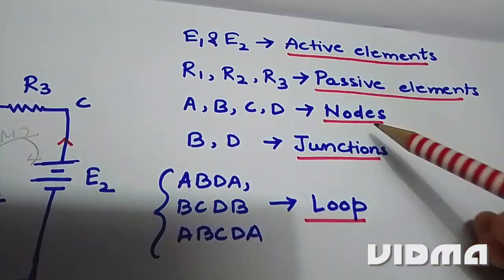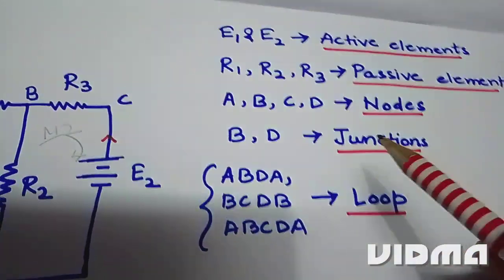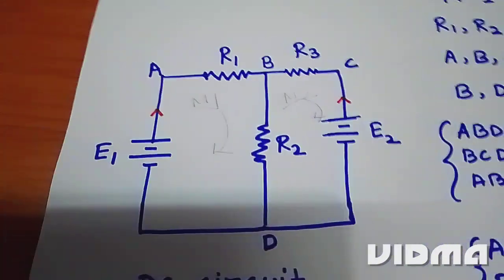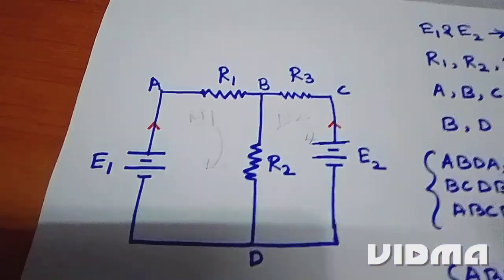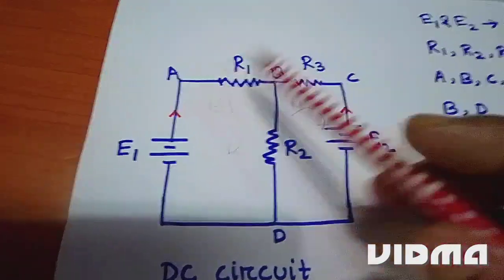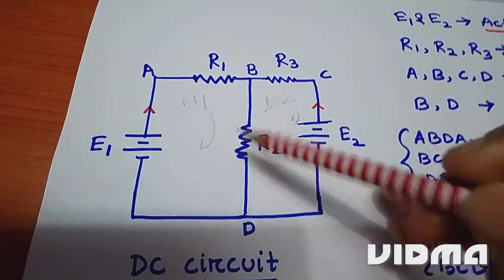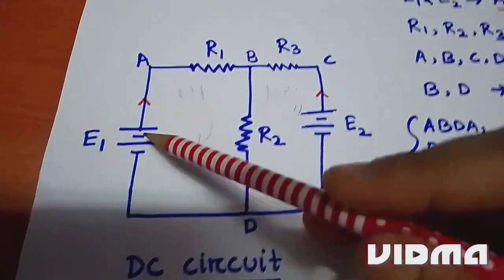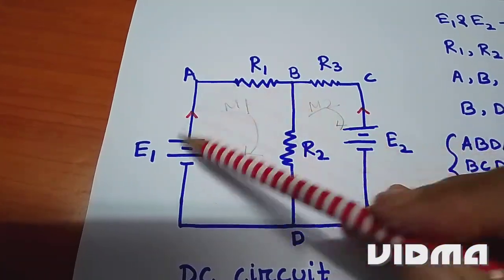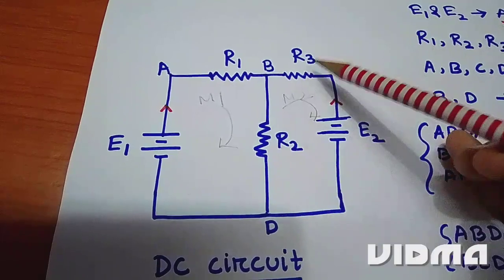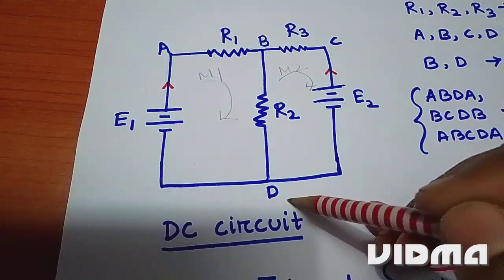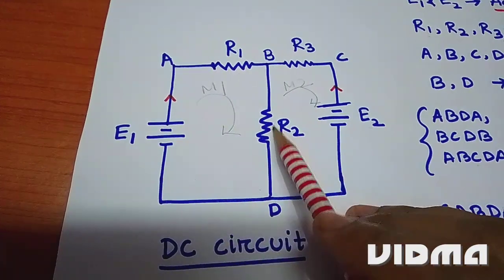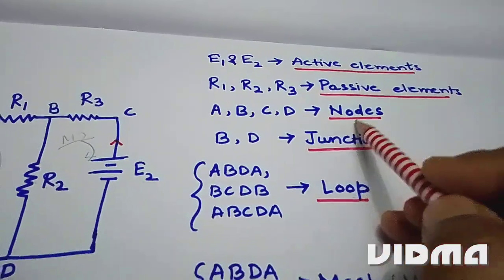Now we will look at nodes, junctions and loops. What is a node? A node of a network is an equipotential surface at which two or more circuit elements are joined. In this figure, A, B, C and D are nodes. At node A, the circuit elements E1 and R1 are joined. At node B, R1, R2 and R3 are joined. At node C, R3 and E2 are joined, and at node D, the two active elements and R2 are joined. So A, B, C, D are the nodes.